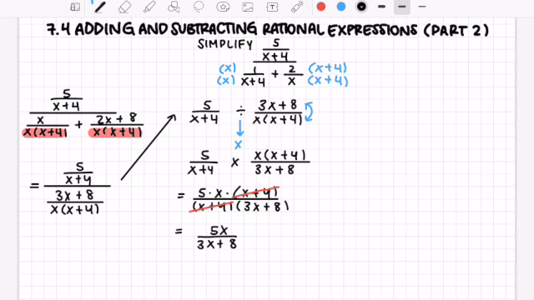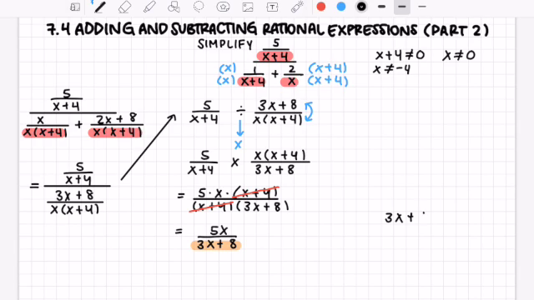Now we're not done yet because again, you have to understand where your restriction is. So my restrictions are going to come from the denominators x plus 4 and x. So x plus 4 cannot be equal to 0 and x cannot be equal to 0. I have to solve for it, so this becomes x cannot equal negative 4. This one is still x cannot equal 0. So let's see about my simplified restriction or domain, and let's see if it would overlap.